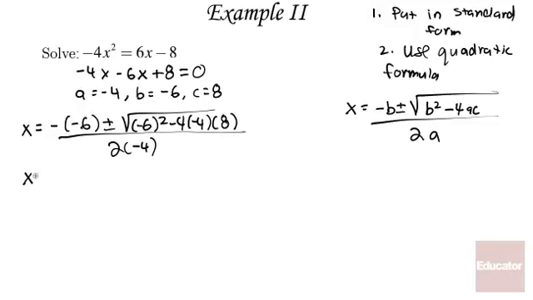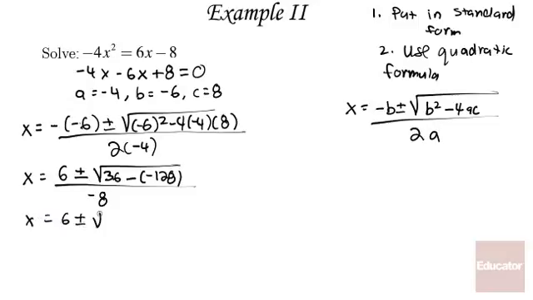Doing the simplification, x equals negative and a negative gives me a positive 6, plus or minus the square root of negative 6 squared is 36, minus 4 times negative 4 is negative 16, times 8 gives me negative 128, divided by negative 8. Okay, a little bit more work to do. This becomes a positive, so a negative and a negative, that becomes plus 128.